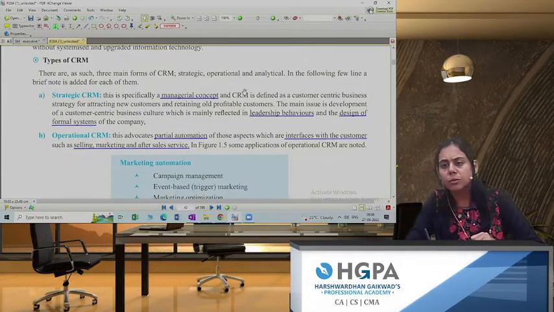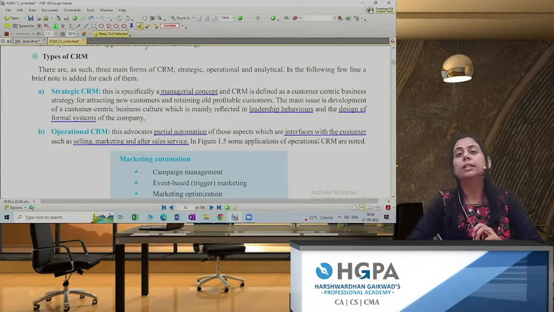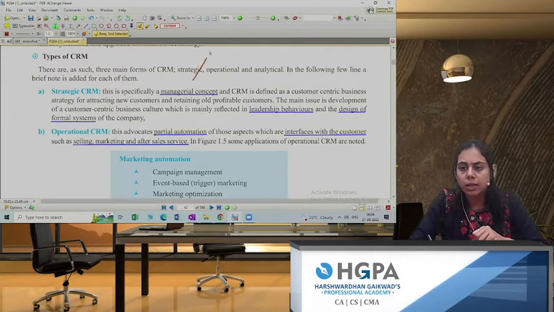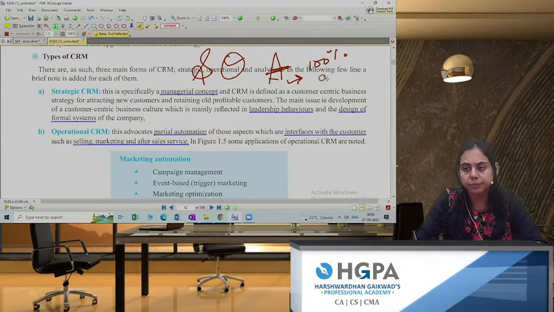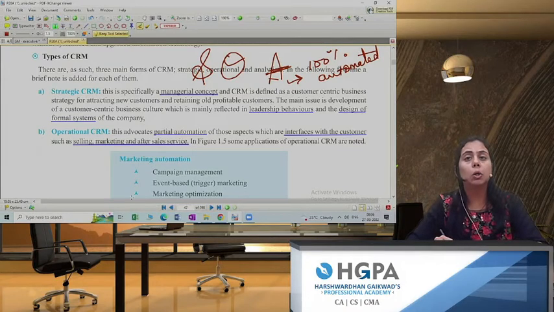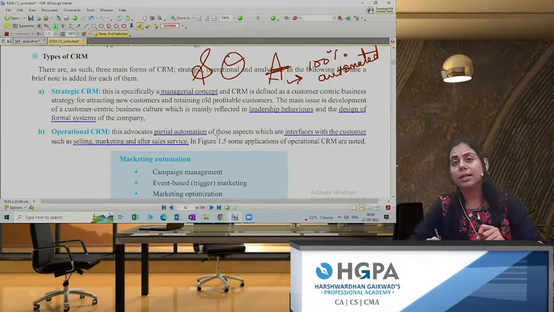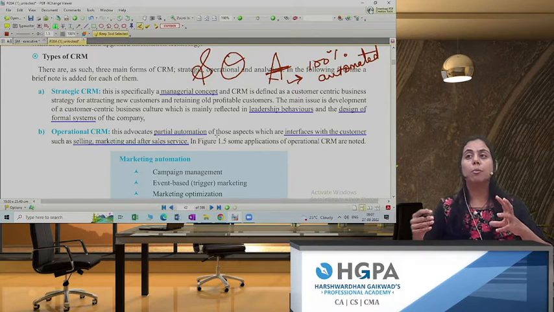What are the types of CRM? As discussed yesterday, there were three types of CRM. The first one was the strategic CRM, the second one was the operational CRM, and the third one was the analytical CRM. Analytical CRM is a 100% automated concept. That is the reason why small companies cannot adopt analytical CRM, because it is completely automated. It means a huge amount of expenditure will be required here. All the analysis is done with the help of automation.